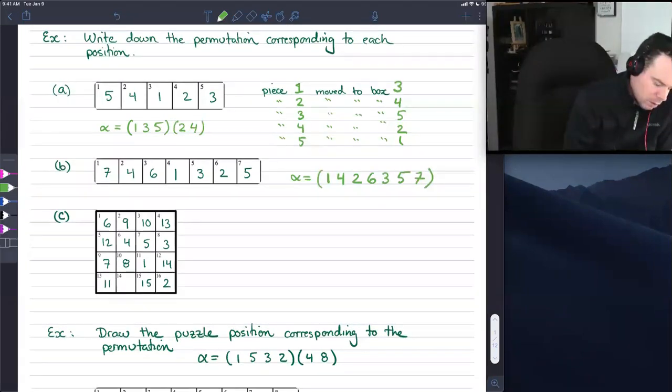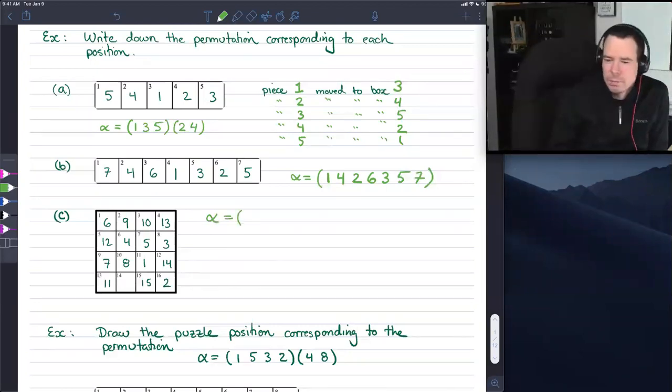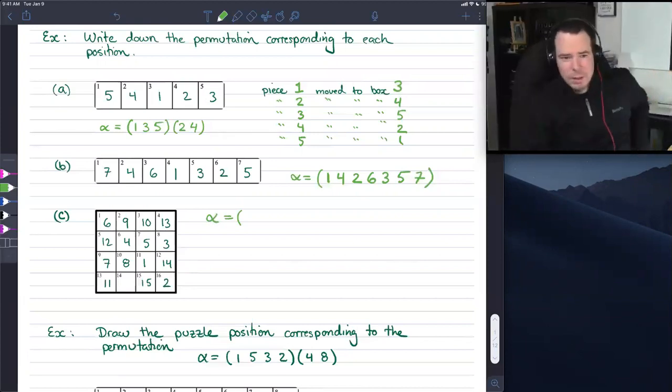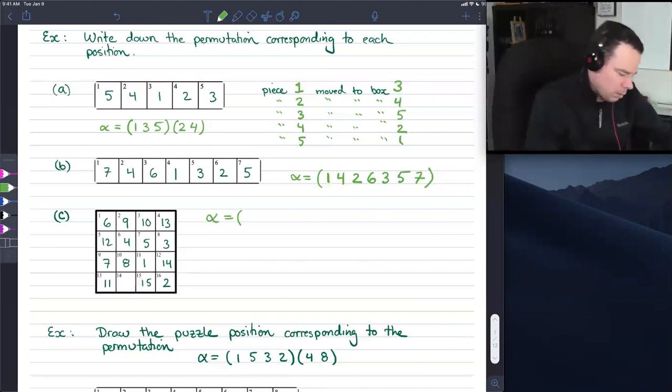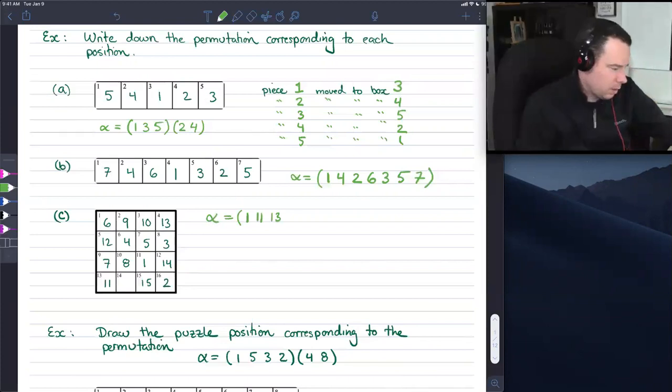Now we don't have to restrict ourselves just to the swap puzzle. We can do the 15 puzzle as well. So again, we'll write out what the alpha is for this one, or the position. And again, we just think about these green numbers. They're the tiles, or the pieces that are moved around, and where are they located now? So 1 has gone to 11. Actually, why don't you take a minute or so to do this one yourself. I'll start you off. Piece 1 has moved to box 11. Piece 11 has moved to 13, and then continue on.